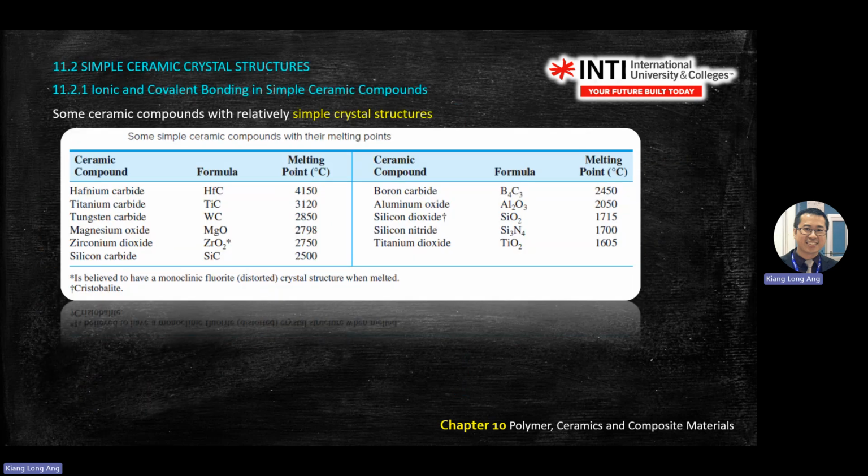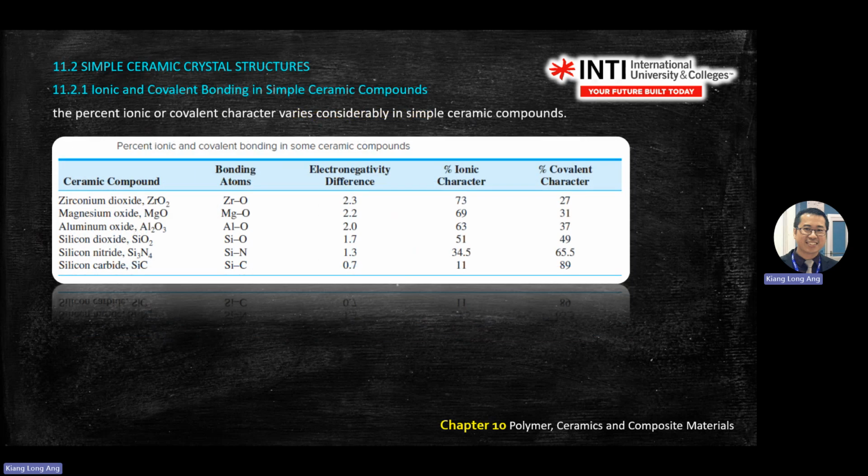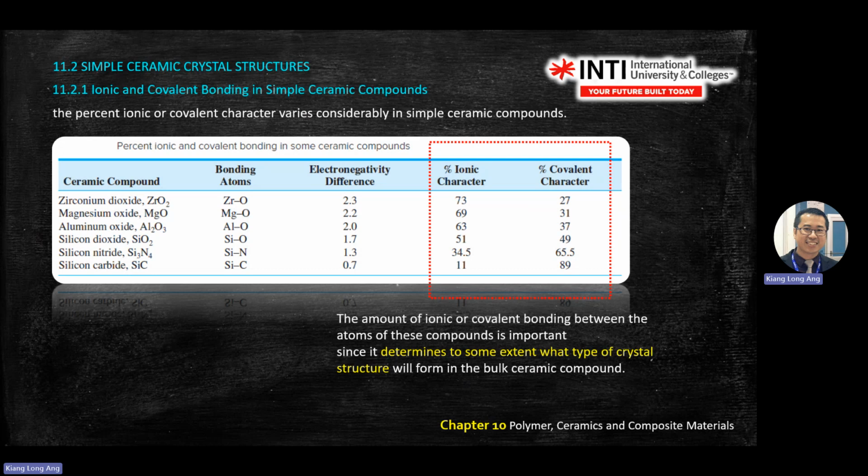So this table will tell you some of the ceramic compounds. All these carbides, oxides, dioxides, nitrides. They are the ceramic compounds. Okay. So their bonding, electronegativity difference, percentage of ionic and covalent characteristics, and so on. These are the two things that are important for ceramic: percentage of ionic character and covalent character.